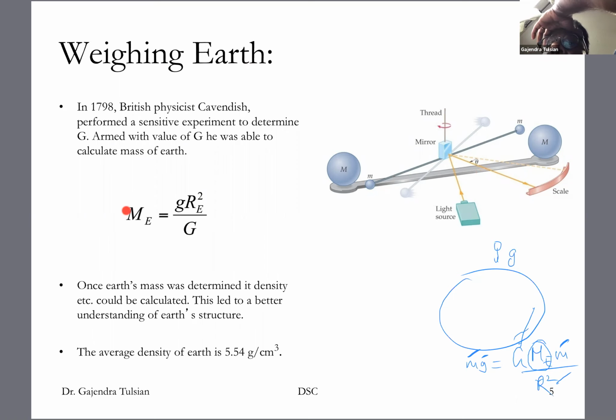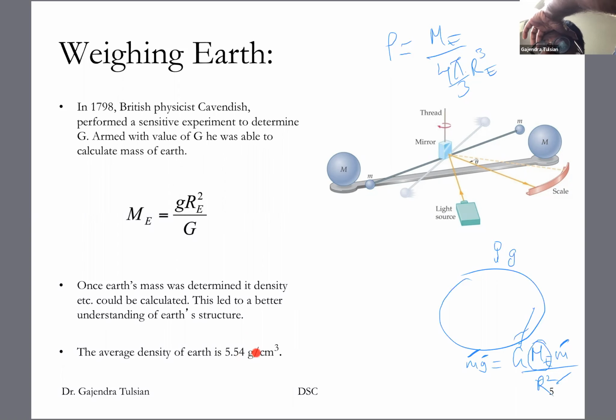And in 1798 is when we first knew what the mass of the Earth was. Now here's an interesting fact. Since we knew the radius of the Earth and the mass of the Earth in 1798, the density of Earth is the mass of Earth divided by the volume of Earth. You can calculate the density, and it works out to 5.5 grams per centimeter cubed. So that's the average density of the Earth.